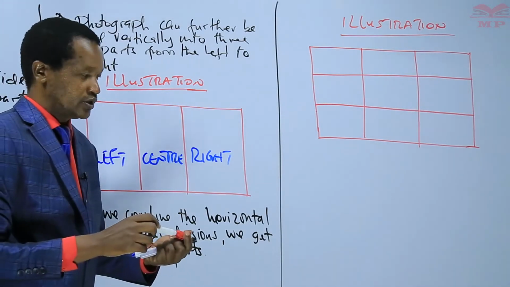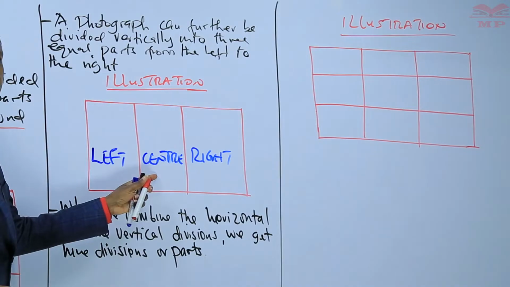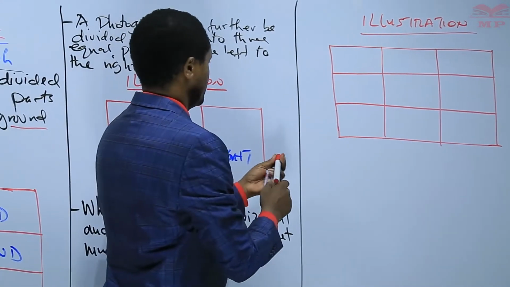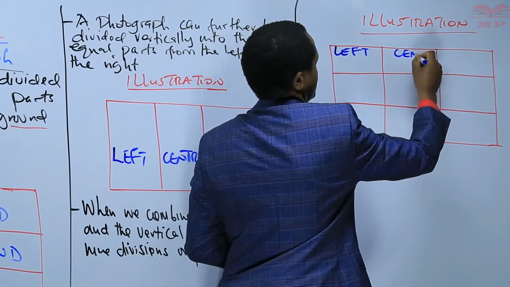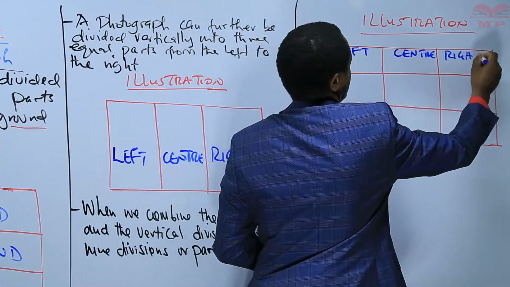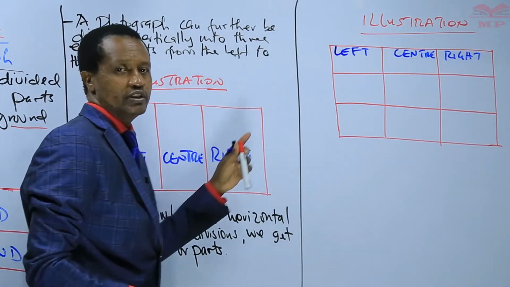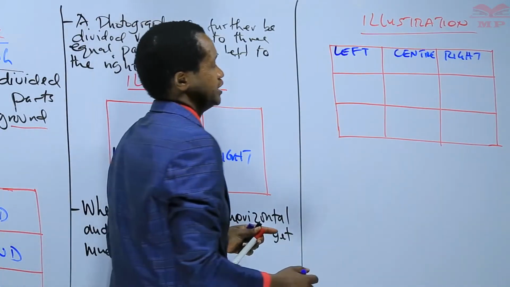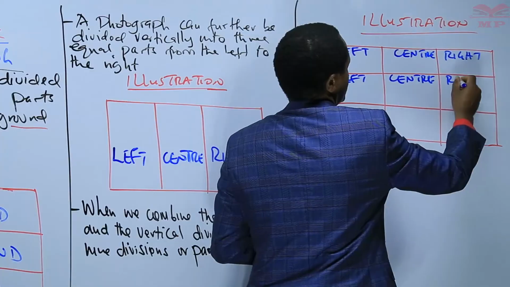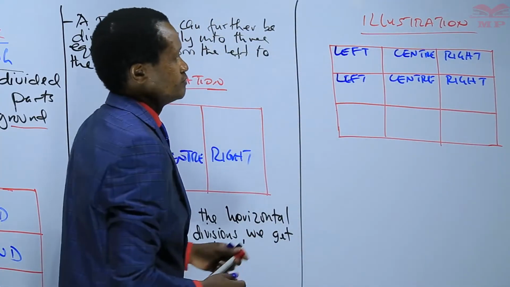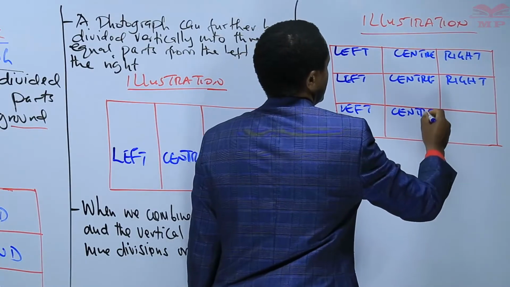So, learners, we are going to have left, center, right. This is left, center, right. That one is the vertical division. Then in the middle, we have left, center, right. Still on vertical, we have left, center, right divisions.